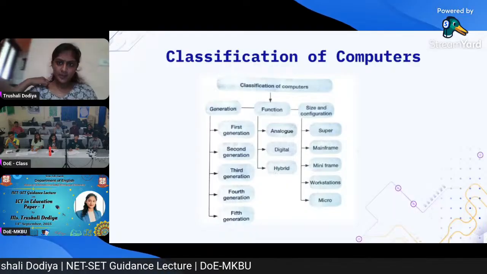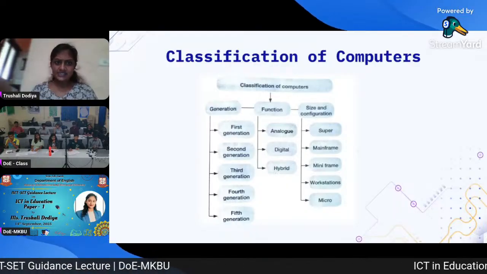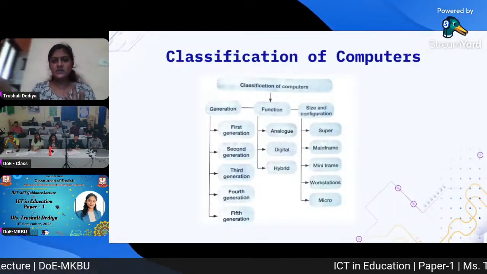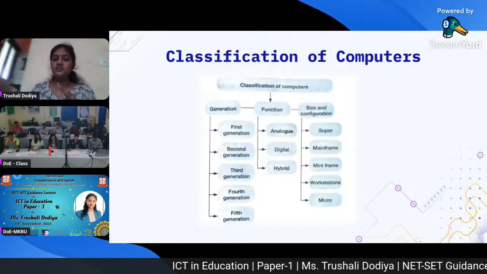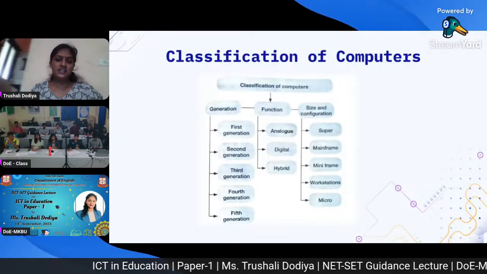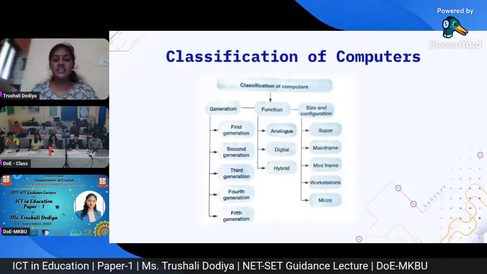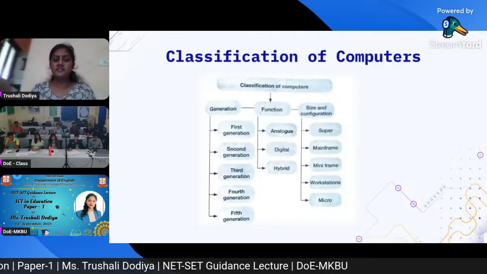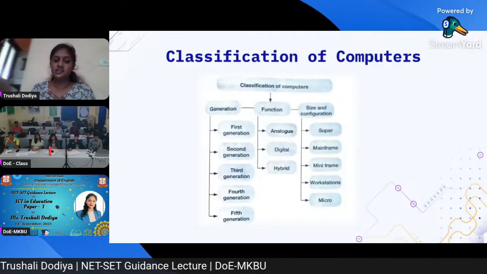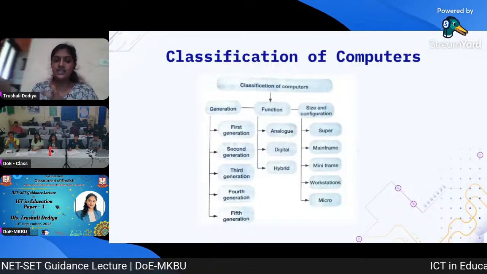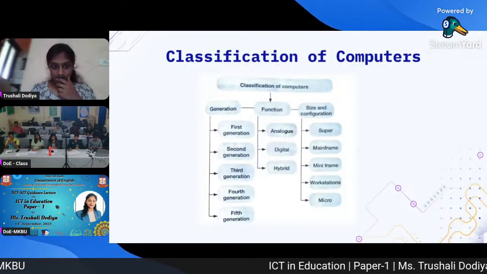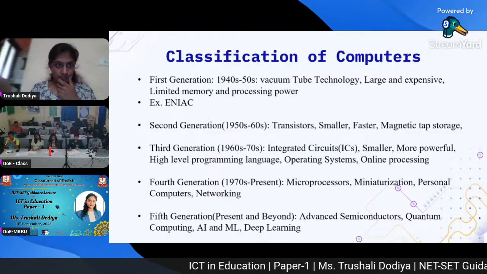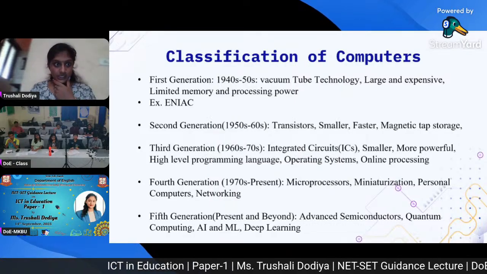Computers can be classified in three ways. The first is according to generation, the second according to function, and the third according to size and configuration. These questions are frequently asked: what are first generation computers, or digital, hybrid computers, mainframe computers, and so on. Let me take you through the generations of computers first.